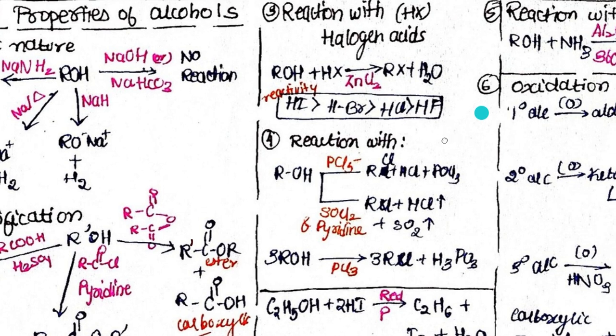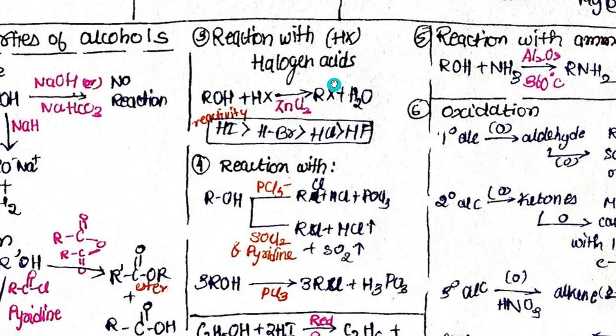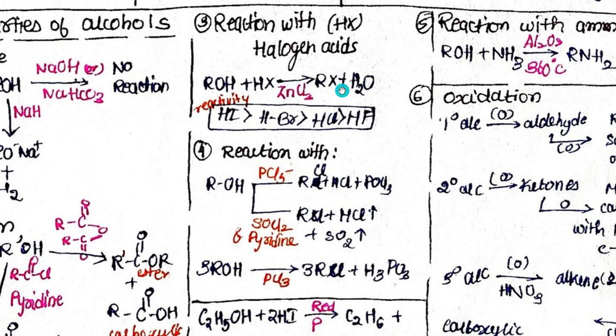Now coming to the third one, reaction with HX, that is halogen acids. So ROH plus HX gives RX plus H2O. And the reactivity of these HX is: HI greater than HBr greater than HCl greater than HF.